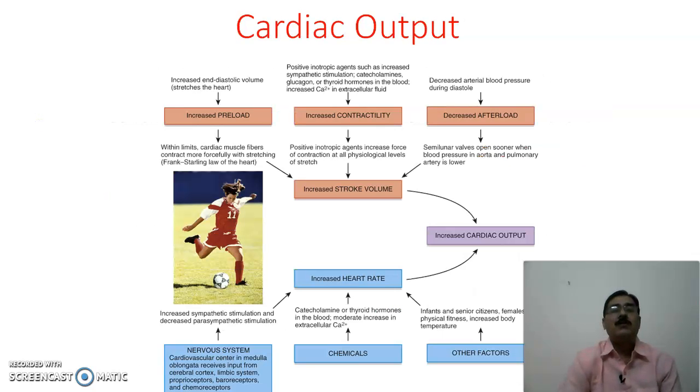Now, how a sports person generates this, you can see with this figure that there is increased preload affecting the nervous system. The cardiovascular center in the medulla oblongata receives input from the cerebral cortex and the limbic system. Then there is increased contractility, an increase in the stroke volume, and an increase in the rate of heartbeat. The other factors are also responsible for increasing the cardiac output.